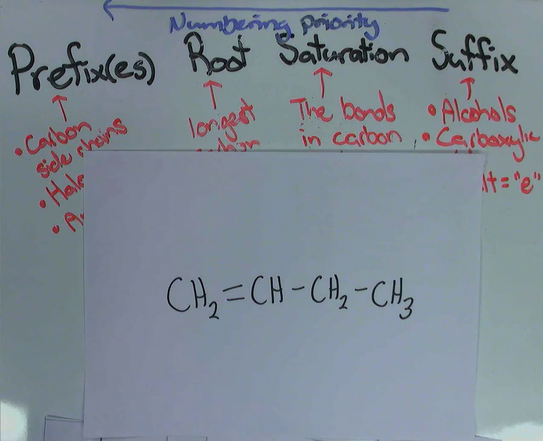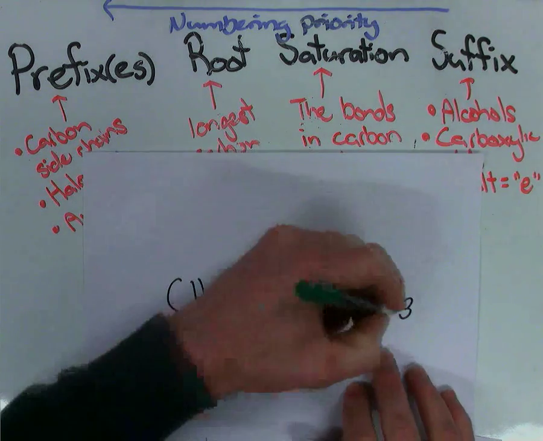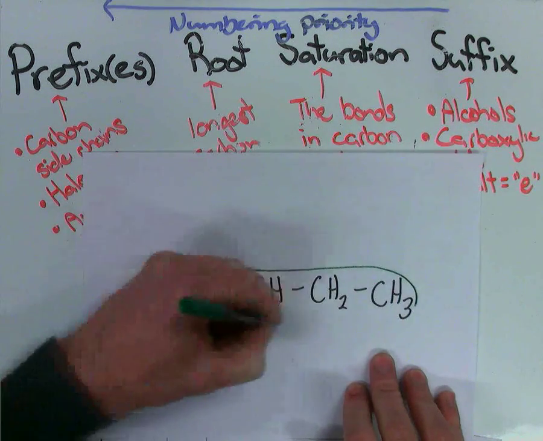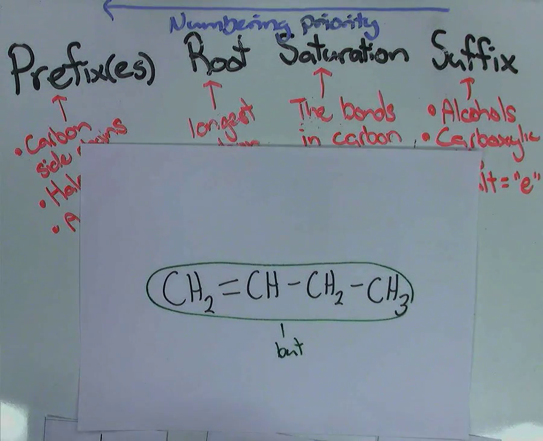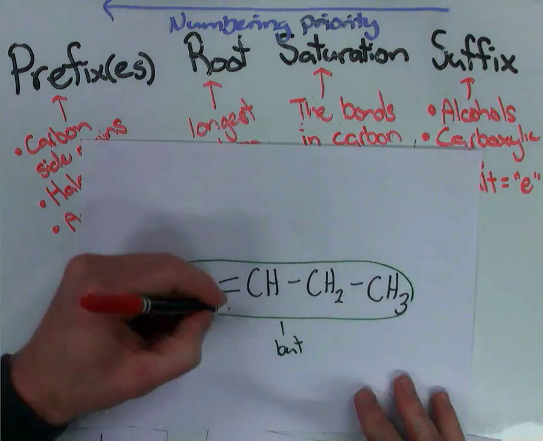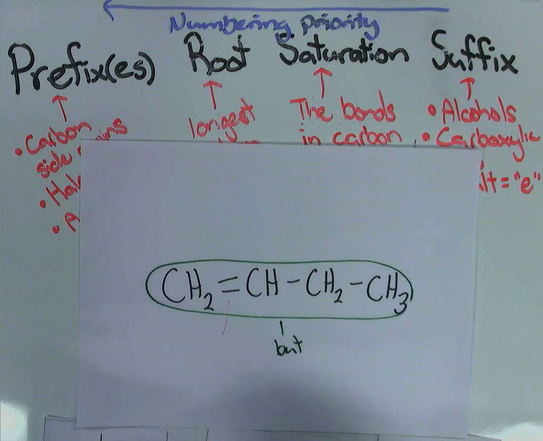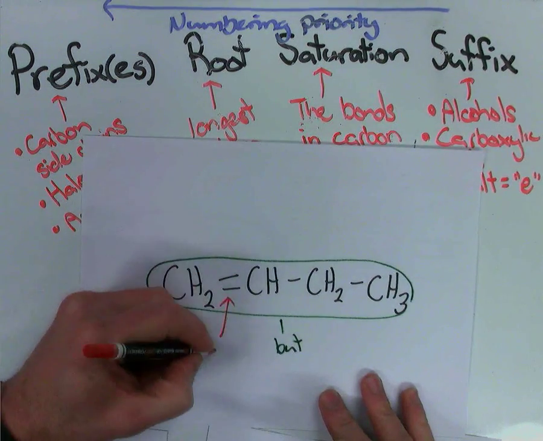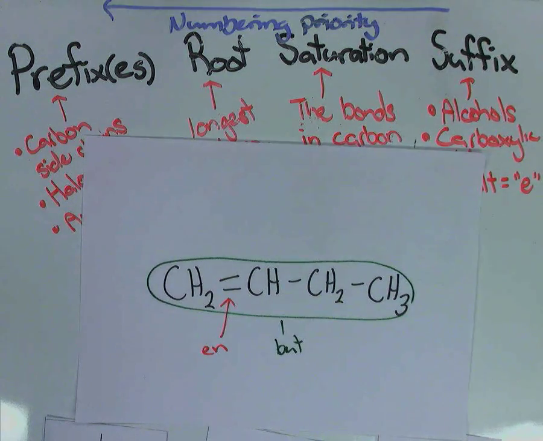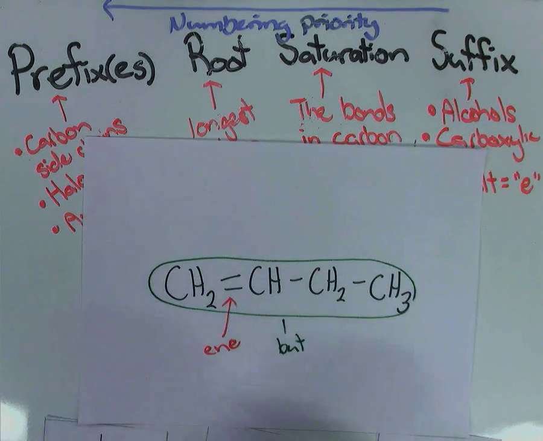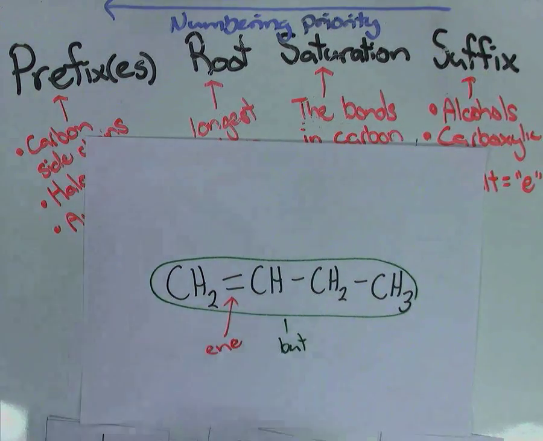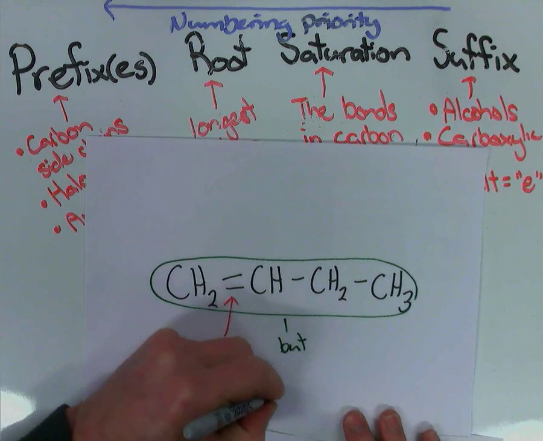One piece at a time. There's no prefixes, no side chains, halogens or amines. If the longest chain is bute, the fact that it has a double bond inside it is going to cause the saturation to become ene. And in terms of the suffix, there's no alcohol or carboxylic acid, so the ending is going to be capped off with an E on it. So, put together, we have bute.